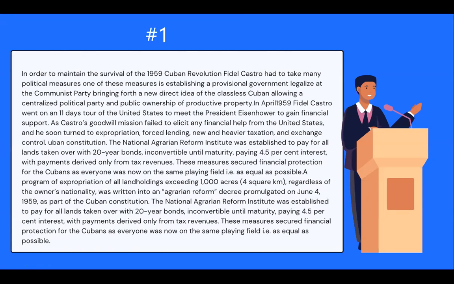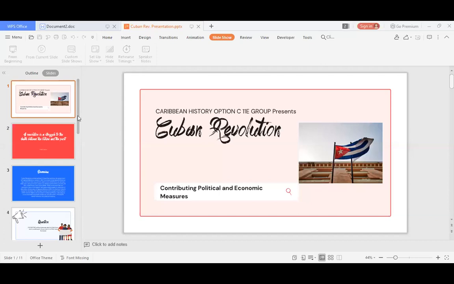In order to maintain the survival of the 1959 Cuban Revolution, Fidel Castro had to take many political measures. One of these measures is establishing a provincial government, legalizing the Communist Party, bringing forth a new direct idea of a classless Cuba.